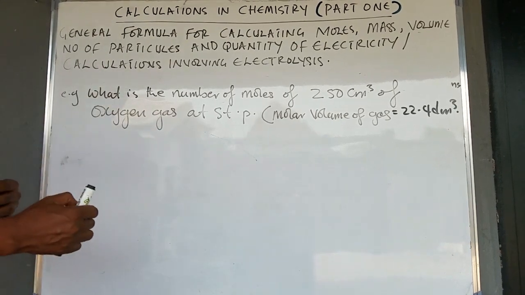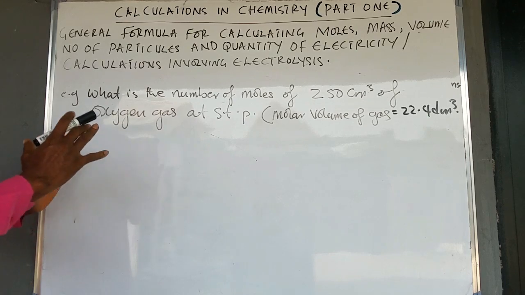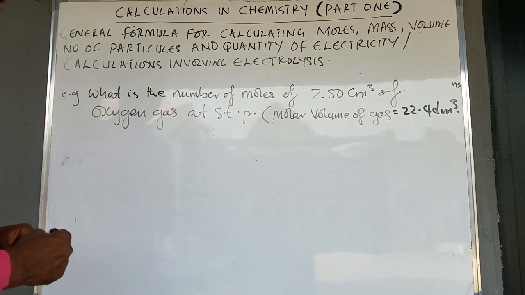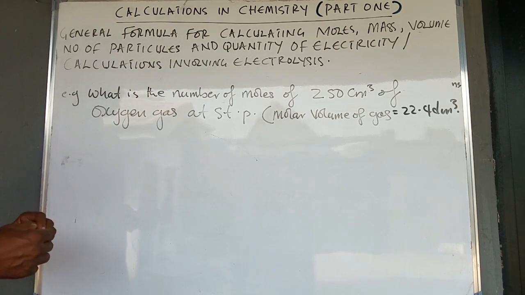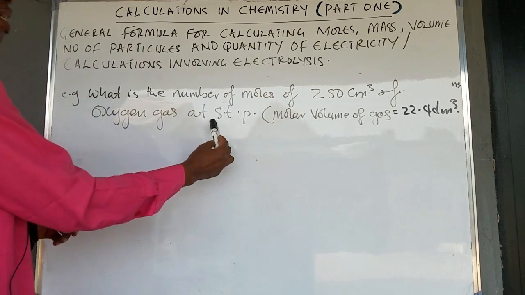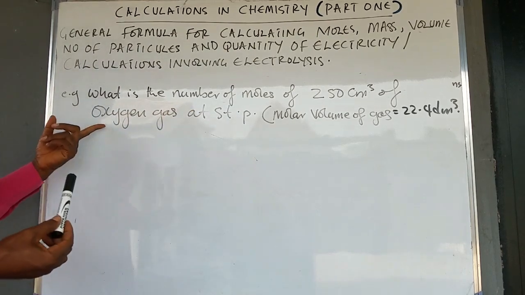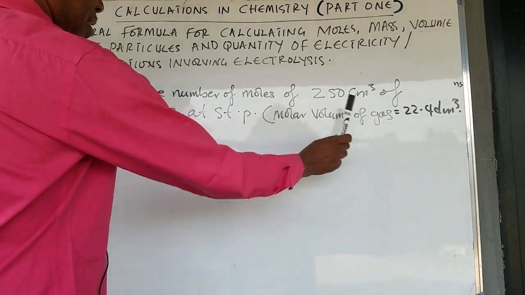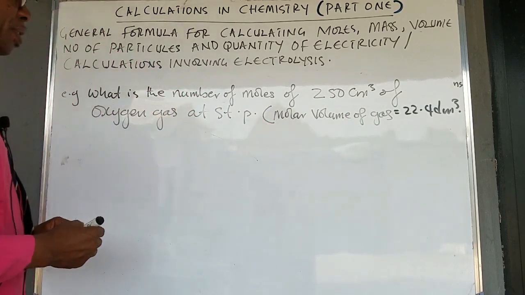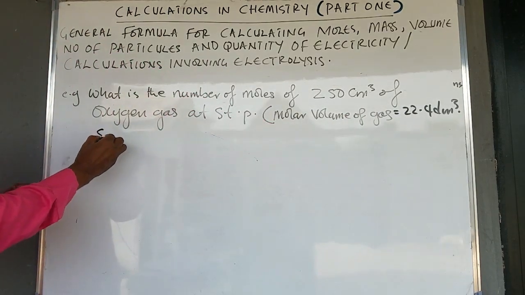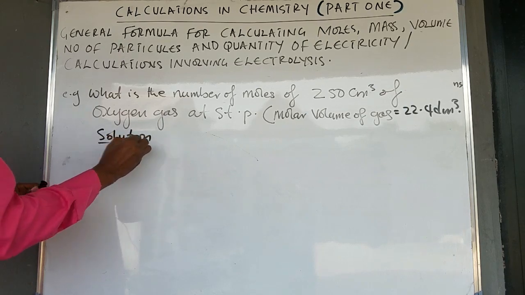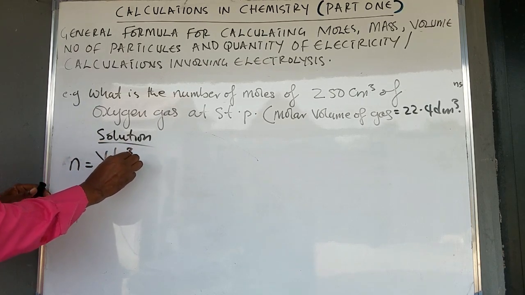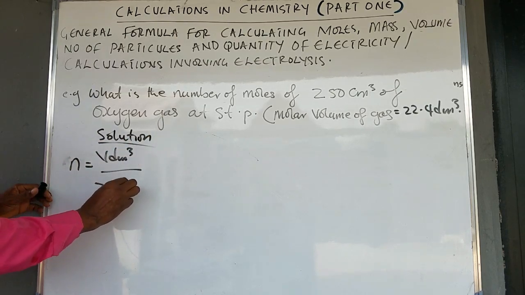Now, another simple question, still dealing with number of moles. We are laying foundation. Gradually, we move to more complex ones. The question is, what is the number of moles of 250 cm³ of oxygen at STP? Remember this word, STP, standard temperature and pressure. And what is involved here is gas. An examiner is wise enough to give you the molar volume of a gas at STP, which is 22.4 dm³. Very, very simple. You don't need to waste your time in the exam hall. Just write, n is equal to the volume given over the standard, which is 22.4 dm³.